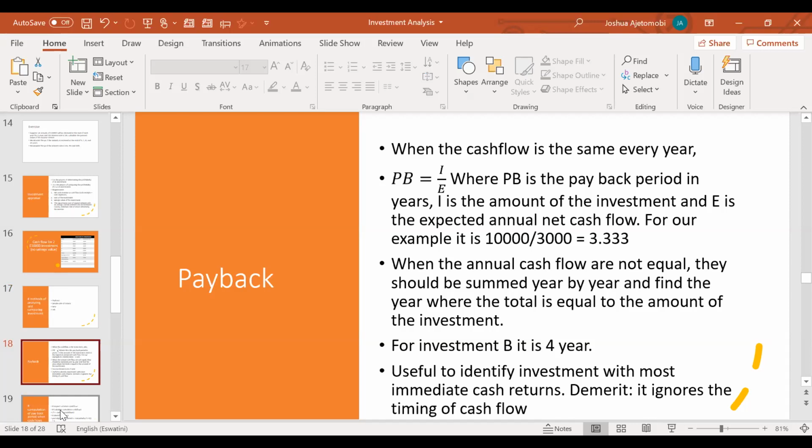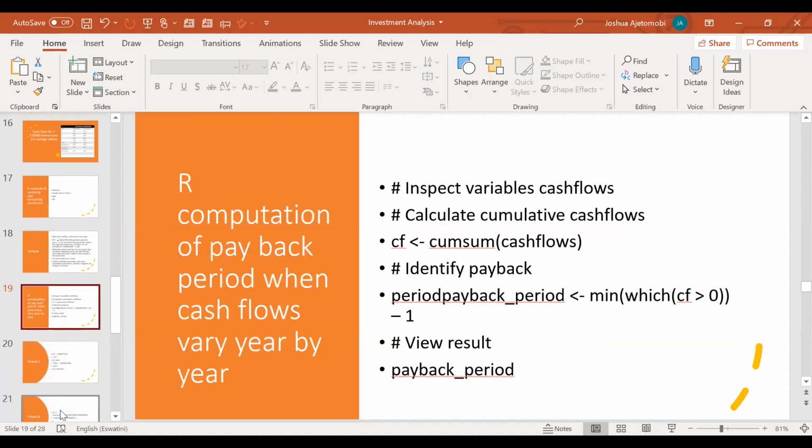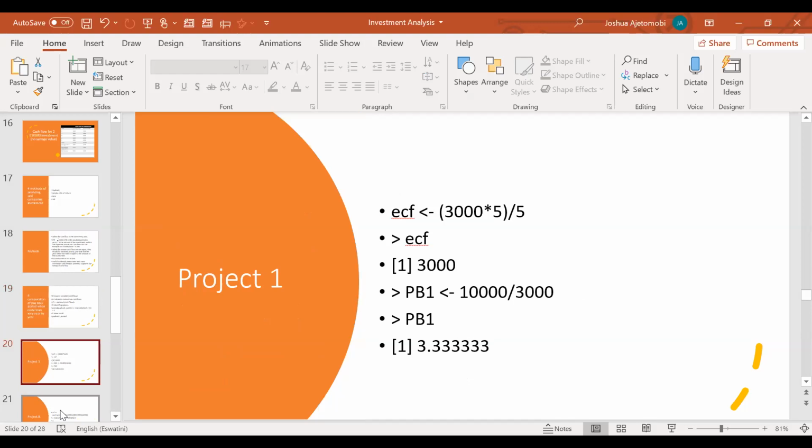But the problem is that the time value of money is not taken into consideration when you are using the payback period method. To calculate it using R is very simple. You have to use two steps. Step one, you calculate the cumulative sum of the cash flows. Then the second one, you identify the payback period. It's very straightforward to do.